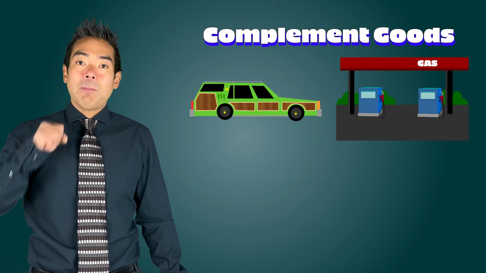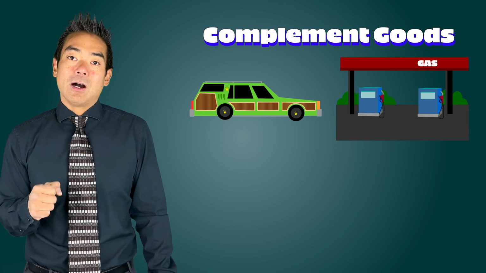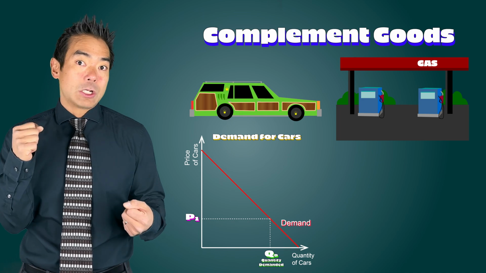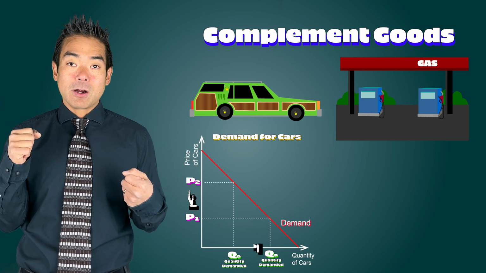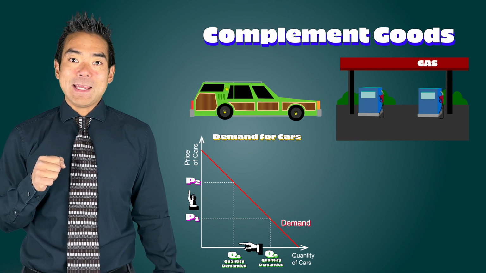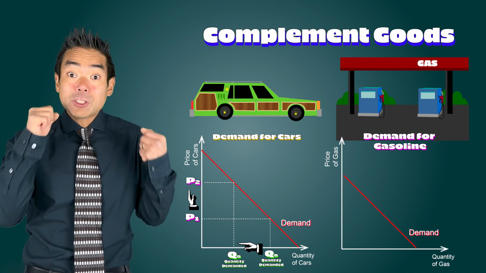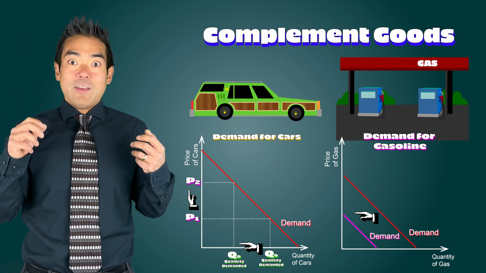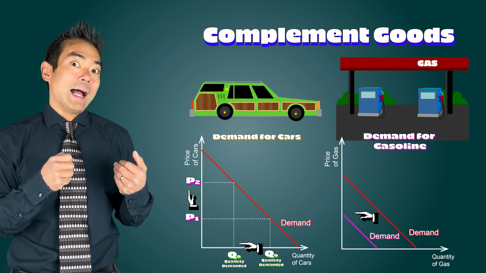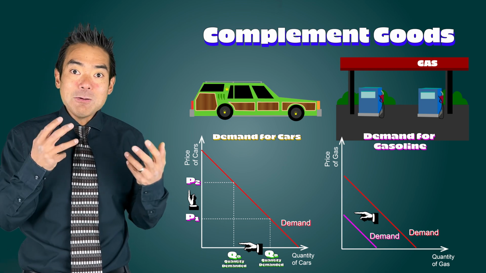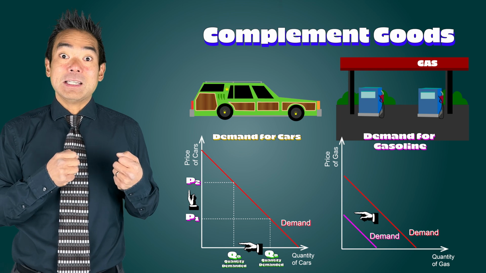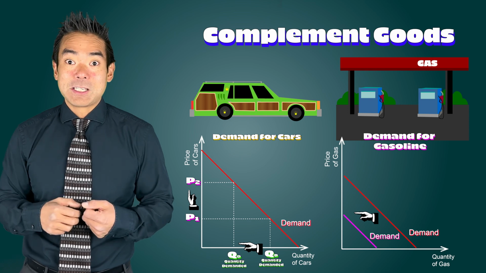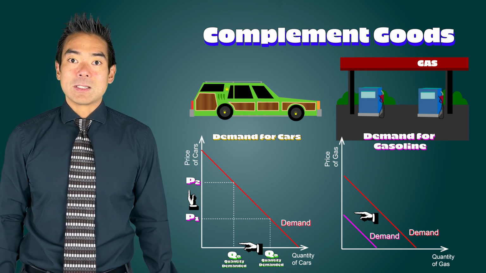Cars and gasoline are complement goods in that when people buy cars, they also need to buy gasoline. We know that when the price of cars goes up, the quantity demanded of cars is going to fall. That's the law of demand. As a result, we also expect the demand for gasoline to fall. If people buy fewer cars, they're also going to buy less gasoline. But how sensitive is the demand for gasoline to changes in the price of cars? We can use cross-price elasticity of demand to measure this concept.